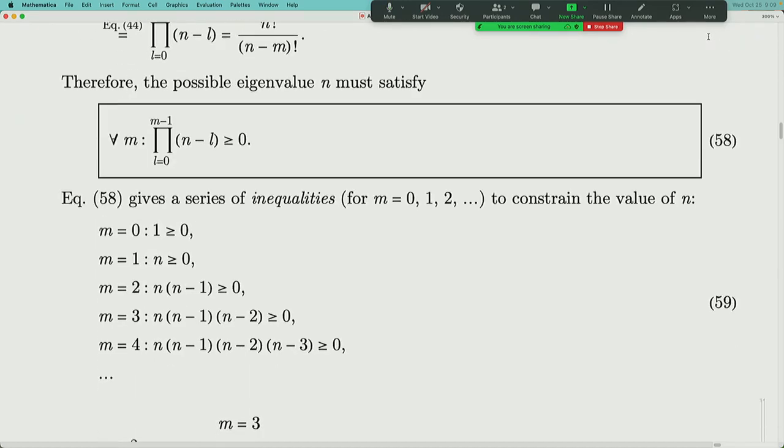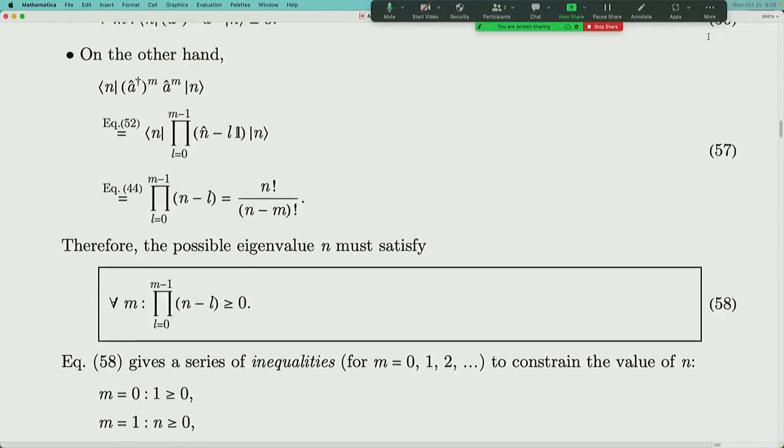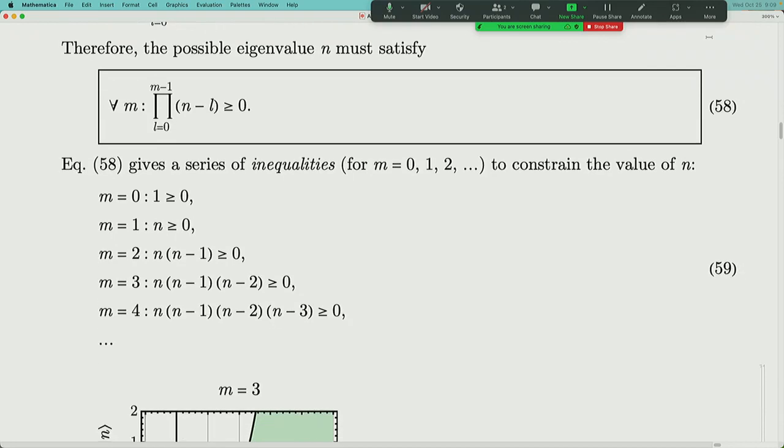Okay, so the positivity constraint basically means that this scalar product, as I showed up there, must be greater than or equal to 0. This product basically becomes this number, and all these numbers must be greater than or equal to 0. So what does it mean? It actually corresponds to a series of inequalities. Each inequality is labeled by an integer m, and this m goes from 0, 1, 2, and so on.